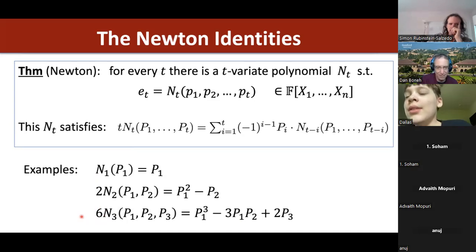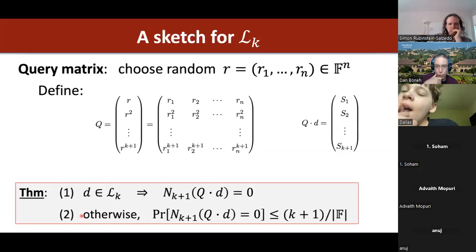Indeed. So for our sketch, remember we had our funny sketch here, which is Q and Q times D. It turns out D is in the language L_K. Remember, this is the language where you can vote up to K times, at most K times. It turns out if D is a valid vector in the language, then when I evaluate this polynomial n_{K+1} on the sketch Q times D, I get 0. You notice I get K plus 1 terms here. If I plug these K plus 1 terms into the Newton identities, I get 0.